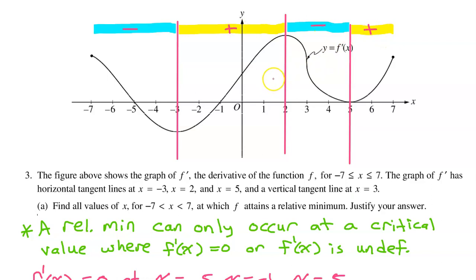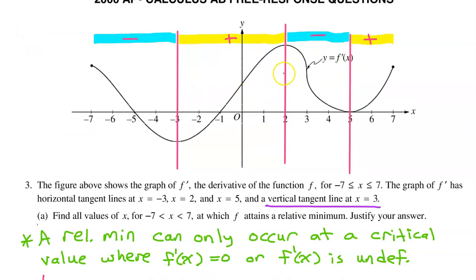We are being asked where f double prime is less than 0. So that'll be from -7 to -3 and from 2 to 5. Wait a minute, not so fast with that interval from 2 to 5. You see, we have a vertical tangent line at x equals 3. That means the derivative of this graph will be undefined right here. And f double prime is the derivative of f prime. So f double prime will not be defined at x equals 3.